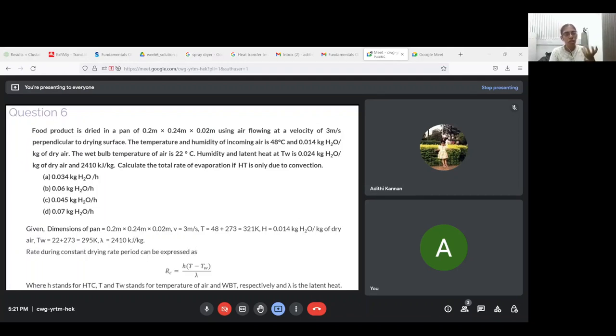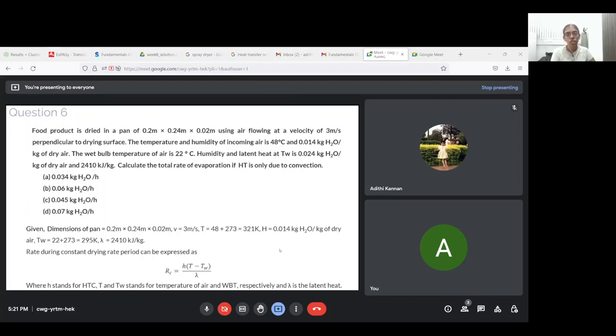So when you consider a rate as a constant drying period, this rate can be expressed in the form of RC is equal to H into (T minus TW) by lambda, where H stands for the heat transfer coefficient, T stands for the temperature of your incoming air, TW stands for your wet bulb temperature, and lambda stands for your latent heat of vaporization, and RC stands for your rate. So in this particular problem, all the values are given except for H. So we need to calculate the heat transfer coefficient in order to calculate the total rate of evaporation.